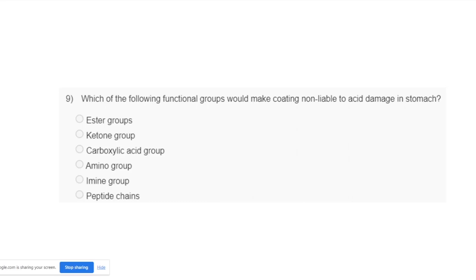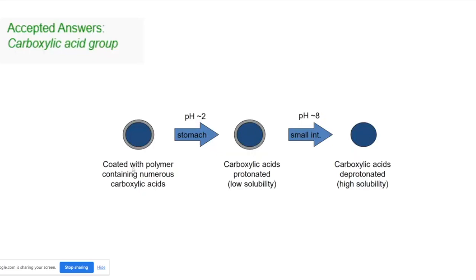Okay. Yes, carboxylic acid group will be the correct answer. These carboxylic acid groups, when they are at low pH, are protonated, so they have low solubility. But when they are deprotonated, they become highly soluble. That is why carboxylic acid based coatings are used: at pH 8, which is in the small intestine basically, they will dissolve there. Instead, in the acidic environment, that is pH 2 or lower in the stomach, they will not. So carboxylic acid group will be the correct answer.